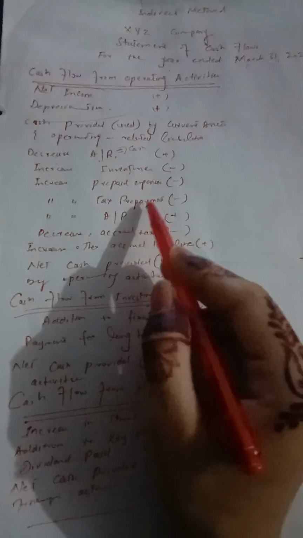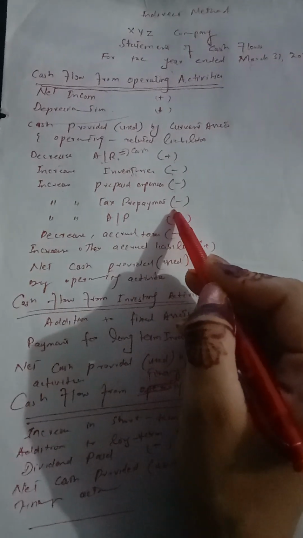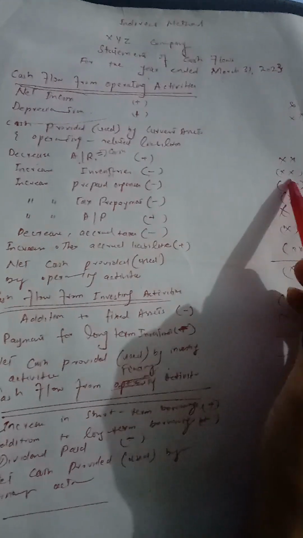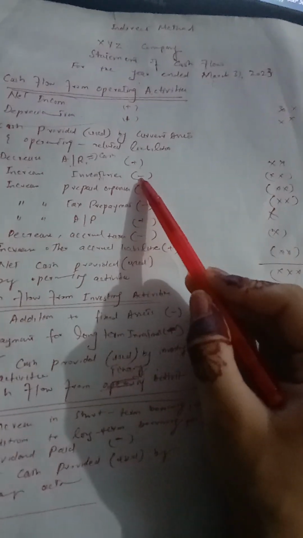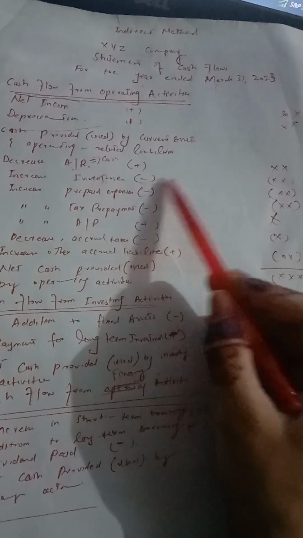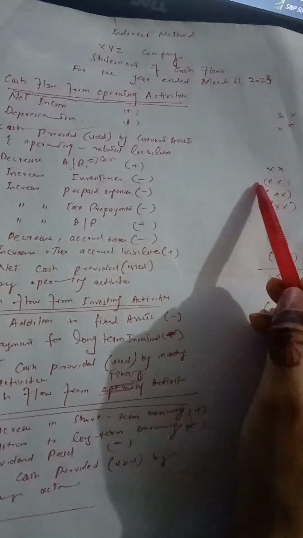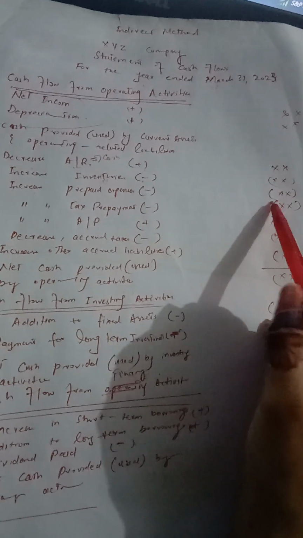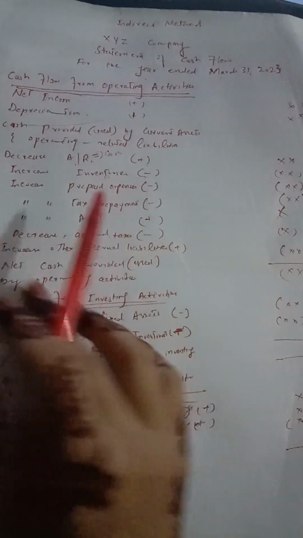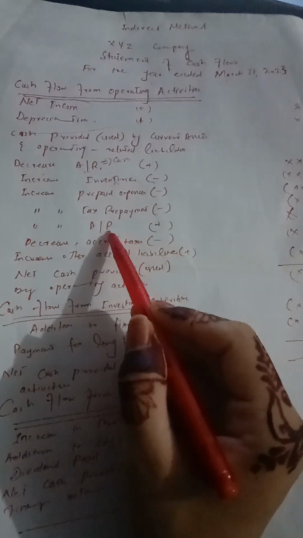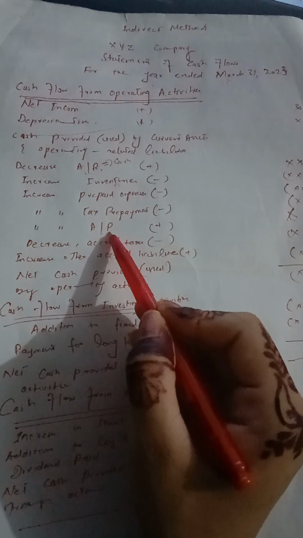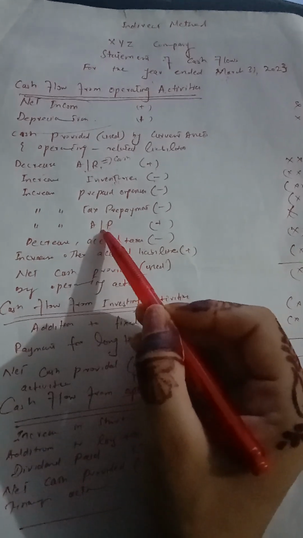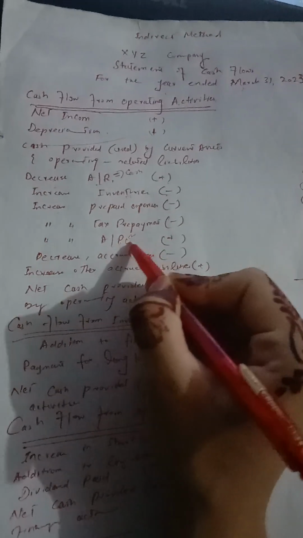Whenever we pay our taxes, our cash goes out, so it will be less. All the figures that we have to subtract, we have to write down in brackets. Accounts payable means we have to pay our debtor. Whenever it increases, it means you have to lend. An increase in your accounts payable means you do your lending.